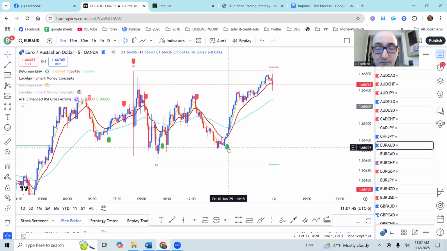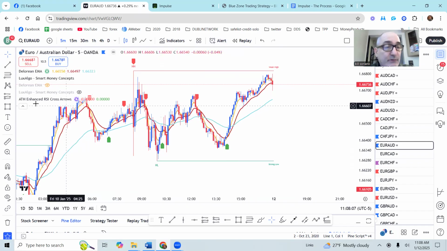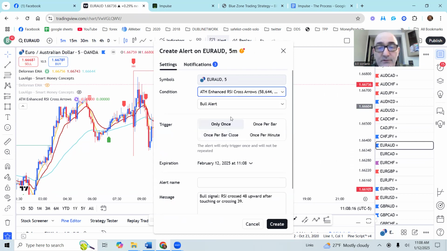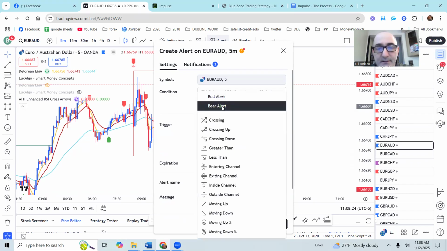You can see that right here an alert went off at 2:15 on Friday. That would probably be a little bit late to actually take a trade anyway, but you could just see that alert went off. And so if you came here, you would want to set an alert for the next bullish indicator to go off. And to do that, you would just go to alert. You have your indicator already loaded here. We show you how to do that in the community. And you would just select ATH enhanced RSI cross arrows. We want a bull alert. It defaults to the bull alert. If you're looking for a bear alert, then you just have to click on it and select that there.